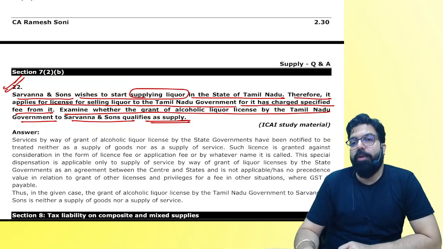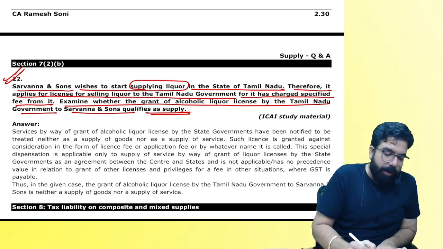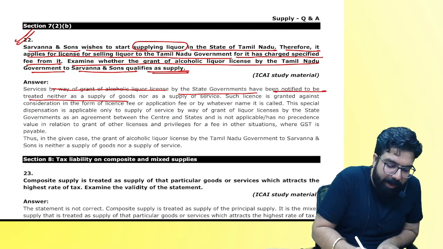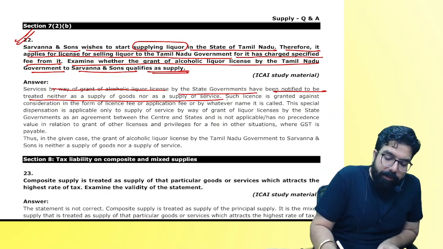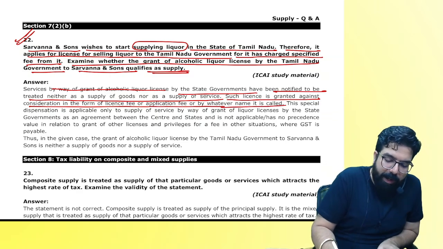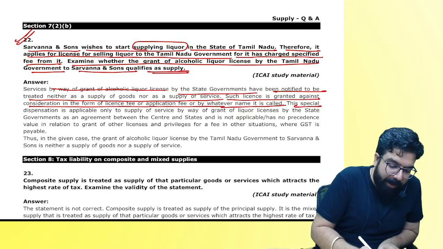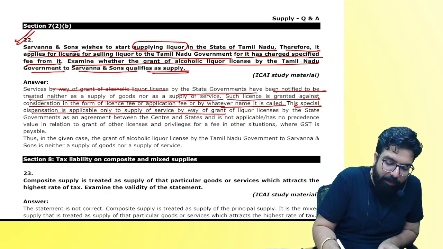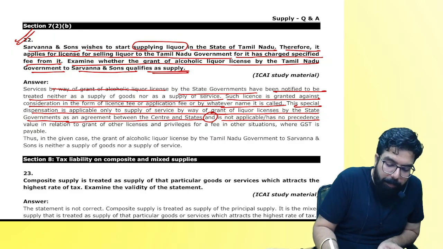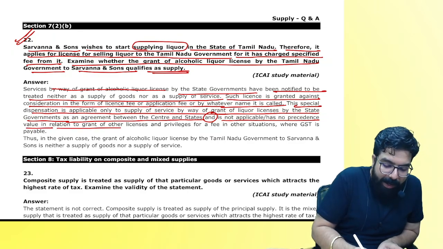It is neither supply of goods nor supply of services. The grant of an alcoholic liquor license by the government has been notified to be treated as neither supply of goods nor supply of services. Such a license is granted against consideration in the form of license fees or application fees, whatever name it is called. This special dispensation is applicable only to supply by way of grant of alcoholic liquor license by the state government, as an agreement between the center and state. It is not applicable to granting other licenses or privileges for a fee or other situations.